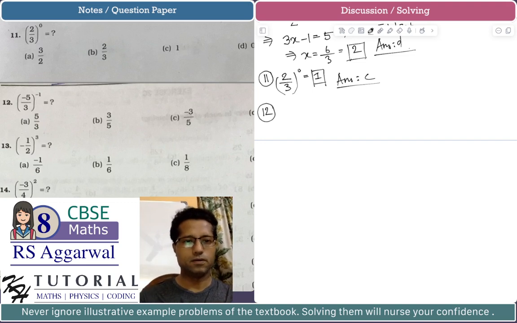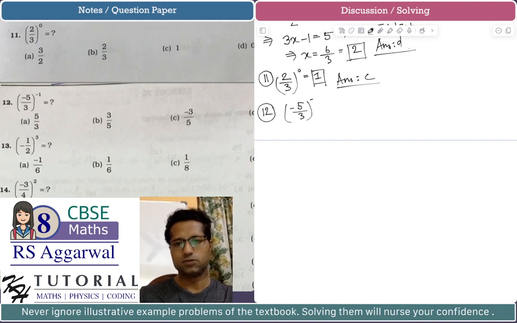Problem number 12: we have to find what is minus 5 by 3 raised to the power minus 1. Now raised to the power minus 1 means reciprocal. The reciprocal of any rational number is found by interchanging the numerator and the denominator. So this will be 3 by minus 5. Now the denominator becomes negative, so we have to make it positive. This will be minus 3 by 5. So the correct choice is C.